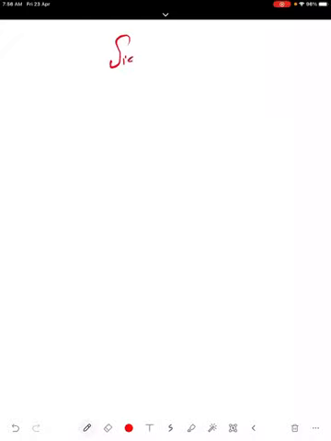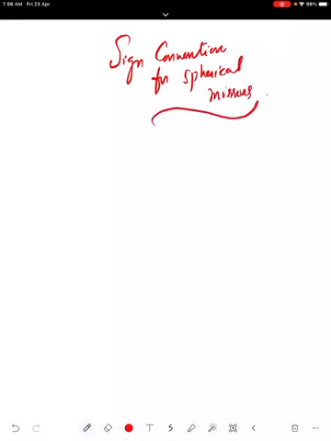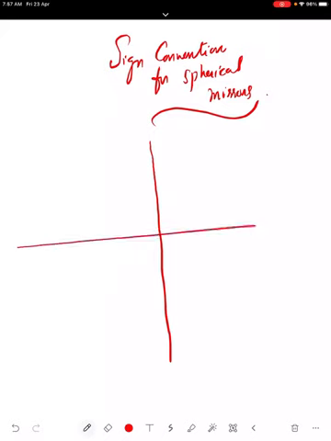Sign convention for spherical mirrors is called the Cartesian sign convention. In the Cartesian coordinates, we take two dimensions, the x axis and y axis. O is the origin. Toward the right side, the values are positive, and along the x dash axis, the values are negative. On the y-axis, upward measurements are positive and downward measurements are negative. For the sign convention, first we keep the mirror so that the pole of the mirror is at the origin of the coordinate system.